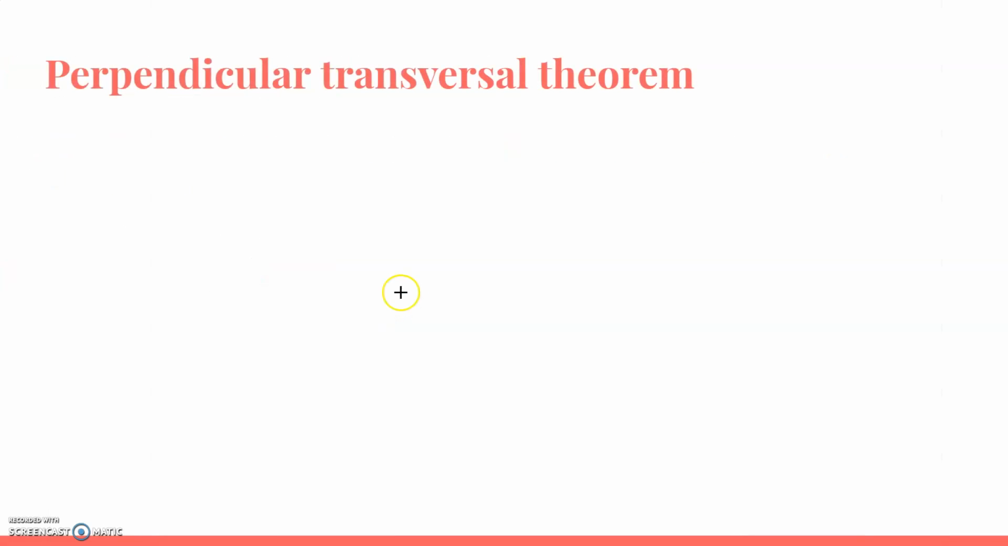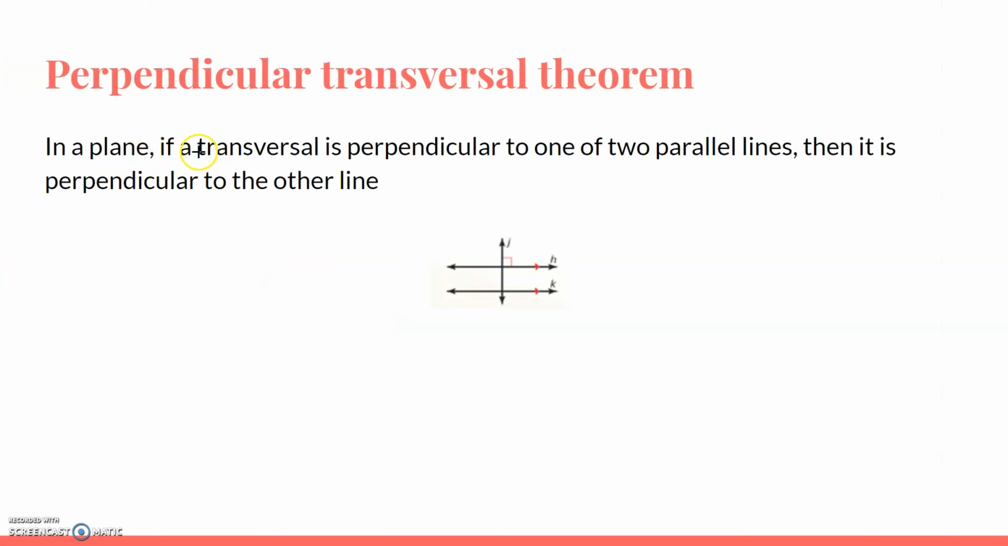Alright, the perpendicular transversal theorem. In a plane, if a transversal is perpendicular to one of two parallel lines, then it is perpendicular to the other line. As you can see here, lines H and K are parallel, and line J is perpendicular to line H. Since lines H and K are parallel, J is also going to be perpendicular to line K.